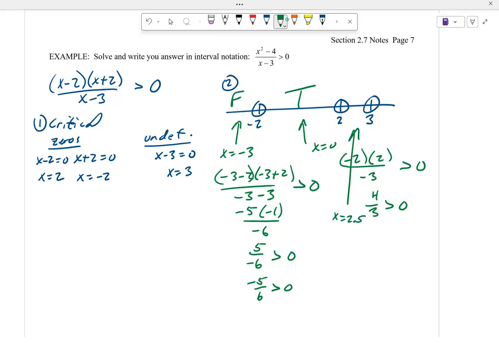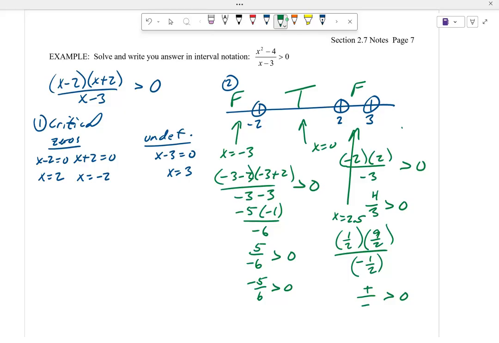So 2.5 minus 2 is a half. 2.5 plus 2 is 4.5 or 9/2. 2.5 minus 3 is a negative a half. So I've got a positive over a negative. Is that greater than 0? No, a negative number is not greater than 0. So that's going to be false there.